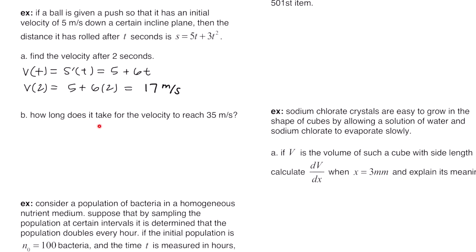Part B says how long does it take for the velocity to reach 35 meters per second? So we take the velocity function and we set it equal to 35 and we're going to solve for t. And we end up getting 5 seconds.